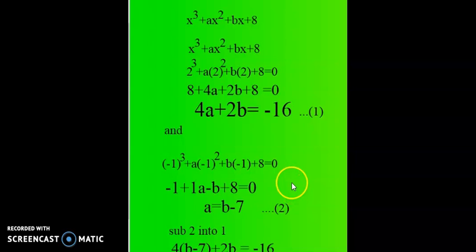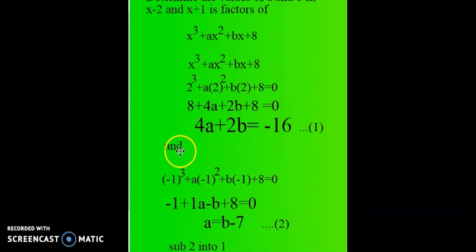And if we do the same for the other factor, x plus 1 is equal to 0, thus x is equal to minus 1. So we substitute minus 1 cubed plus a into minus 1 squared plus b into minus 1 plus 8 is equal to 0. Minus 1 plus 1a minus b plus 8 is equal to 0. Thus a is equal to b minus 7.